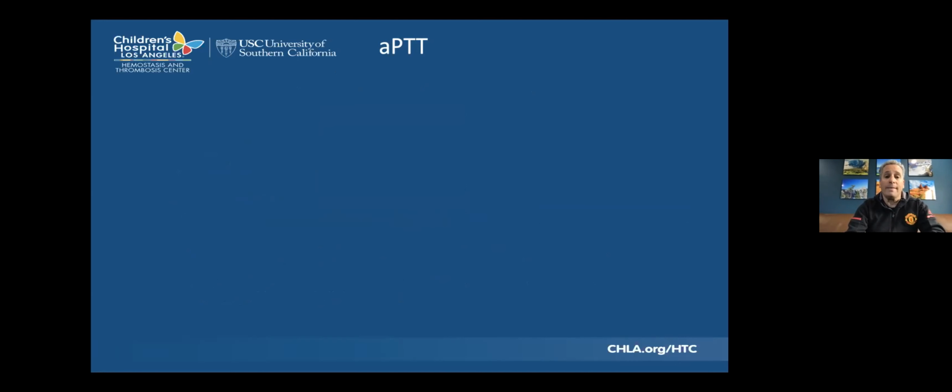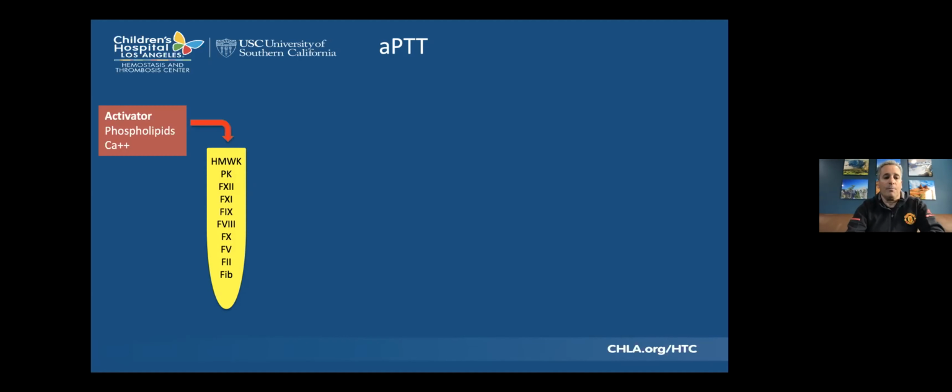So it's really the activated, and that's because we use activators to accelerate the process. So here's a tube of plasma. I put in all the contact factors, high molecular weight kininogen, prekallikrein, and then the intrinsic factors 12, 11, 9, and 8. And then you see the common pathway factors 10, 5, 2, and fibrinogen. And so I bolded the activator. The activator is important, and that's why it's called the activated partial thromboplastin time.